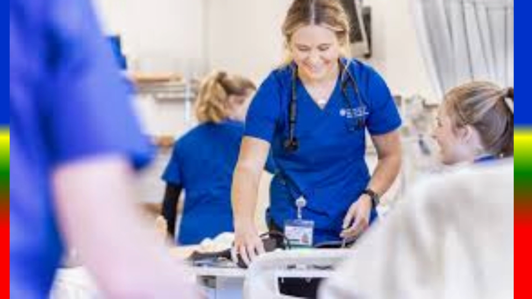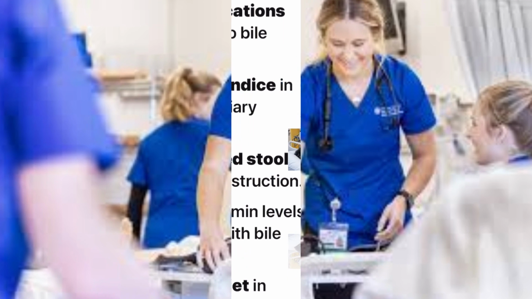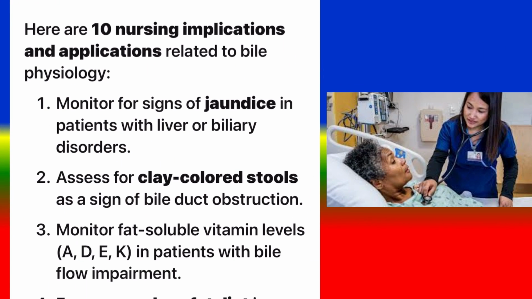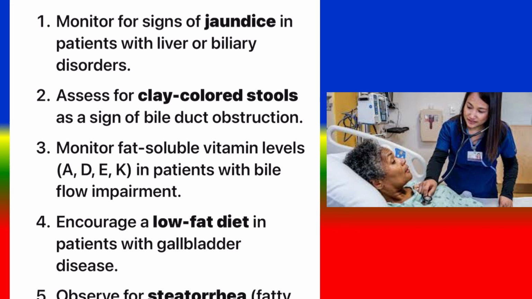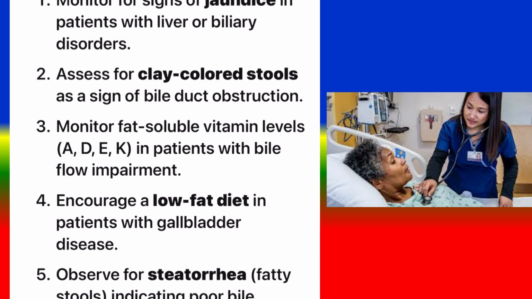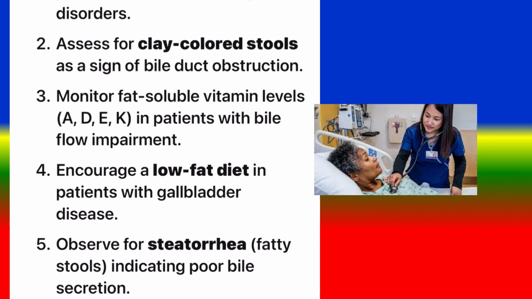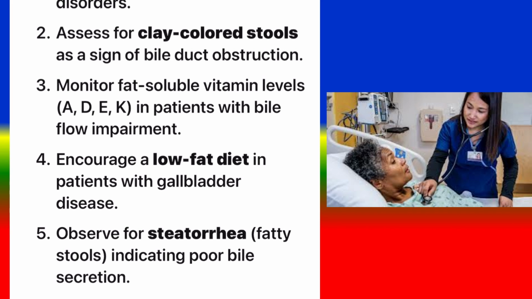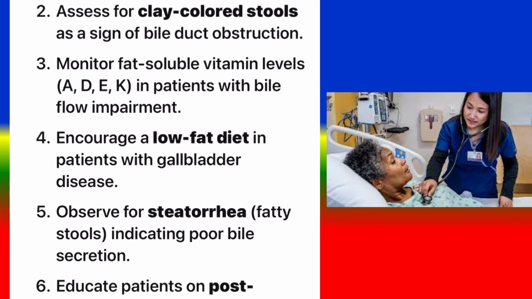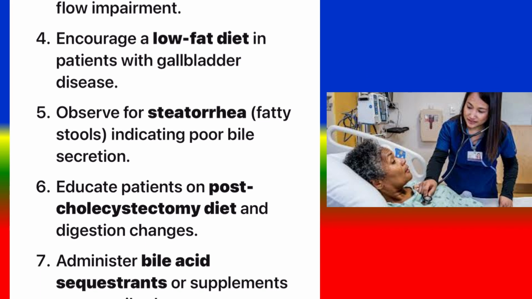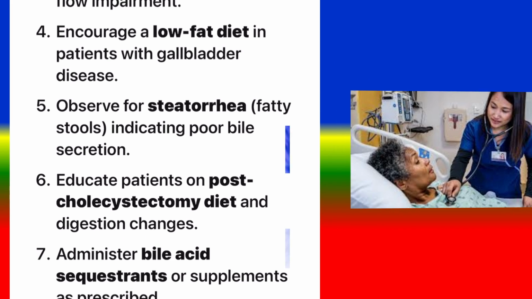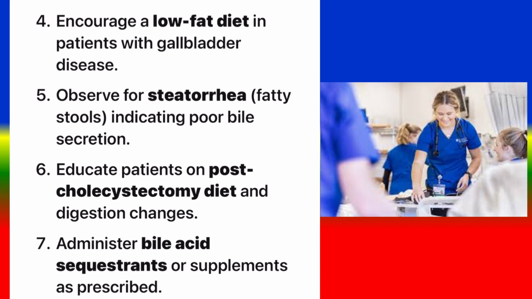Here are 10 nursing implications and applications related to bile physiology. 1. Monitor for signs of jaundice in patients with liver or biliary disorders. 2. Assess for clay-colored stools as a sign of bile duct obstruction. 3. Monitor fat-soluble vitamin levels, A, D, K, in patients with bile flow impairment. 4. Encourage a low-fat diet in patients with gallbladder disease. 5. Observe for steatorrhea, fatty stools, indicating poor bile secretion.